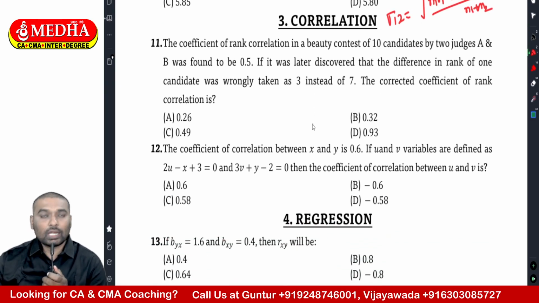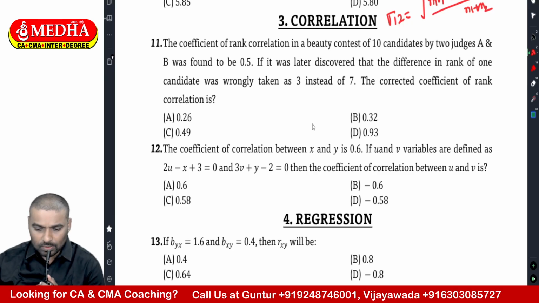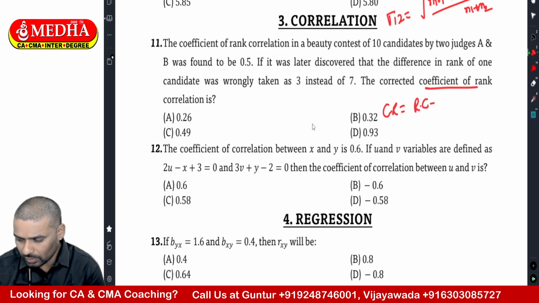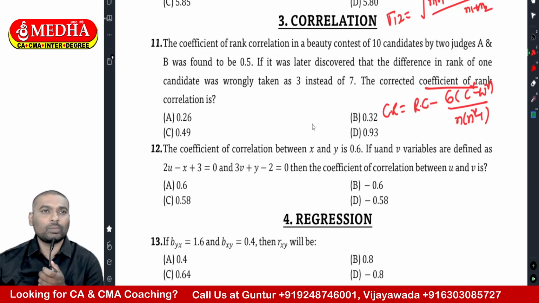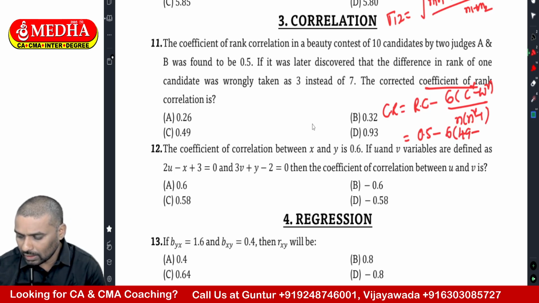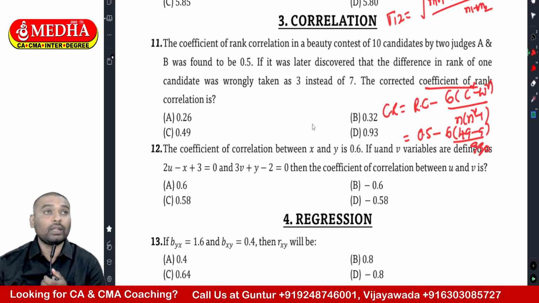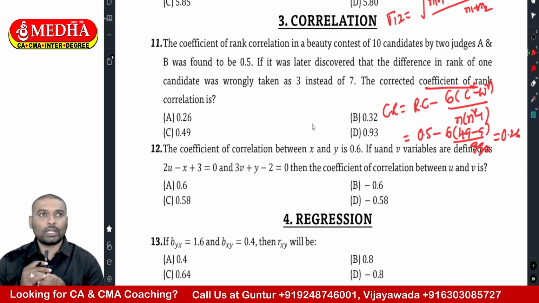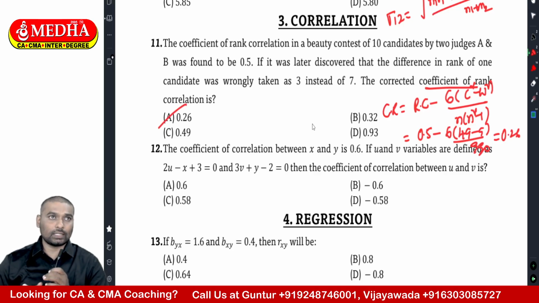Now chapter number 3, correlation. From this chapter, 2 bits were asked. One is corrected rank correlation coefficient. The formula for corrected rank correlation is equal to rank correlation minus 6 into c square minus w square divided by n into n square minus 1. This is the formula for corrected rank correlation. A rank correlation value is given 0.5, 6 into 49 minus 9 divided by 99. If you simplify this one, then we get corrected rank correlation is 0.26. Option A is correct.